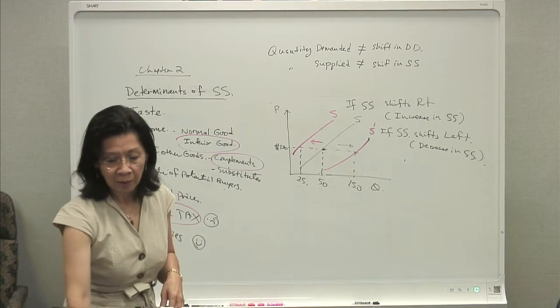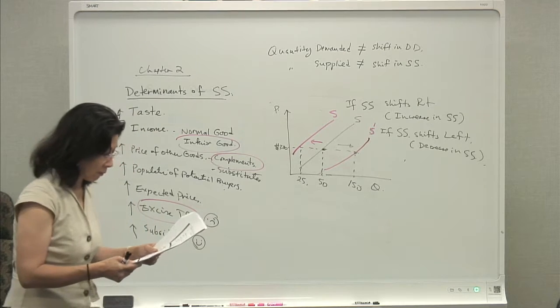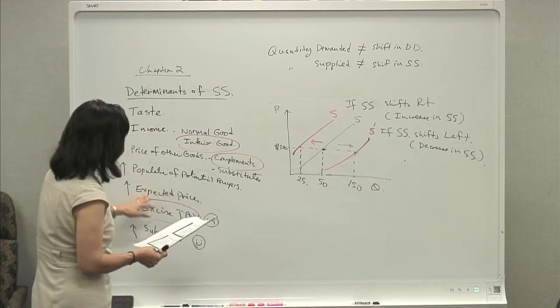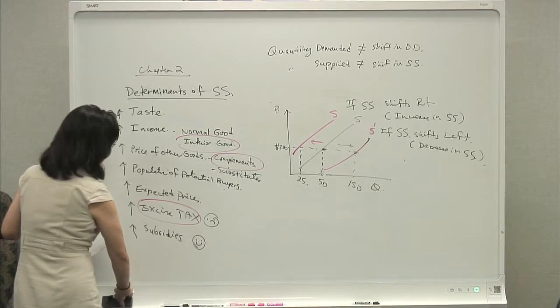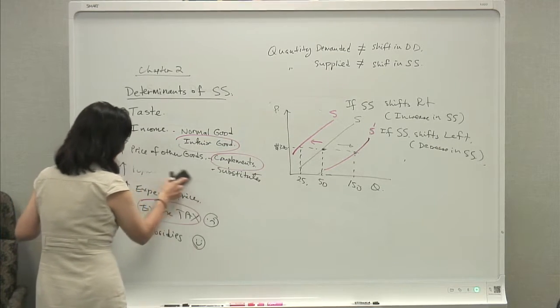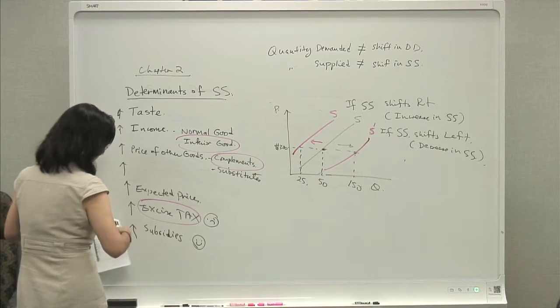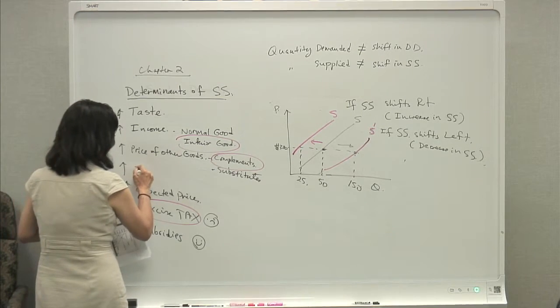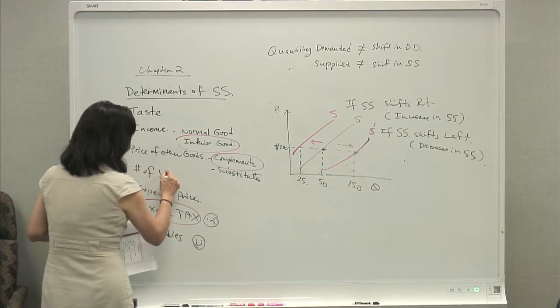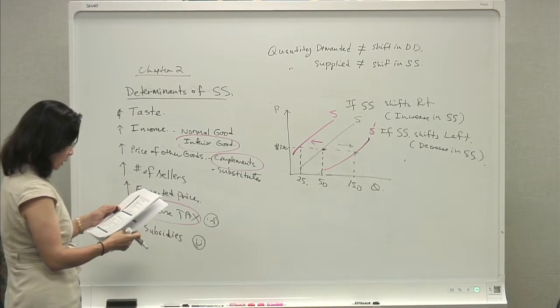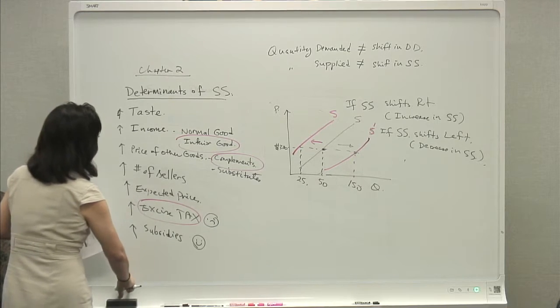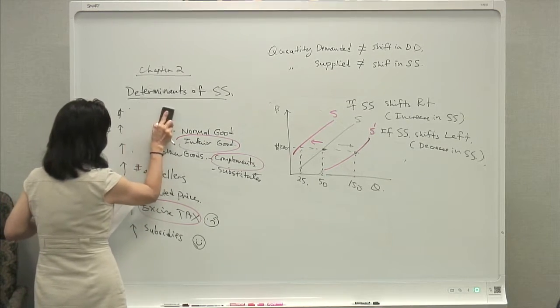In fact, except for some of these, which are the same, like, for example, the number of sellers. So I'm going to erase that, because the last three are actually the same. Number of sellers. Okay, I'm just going to write them all down and then I'm going to explain it. I got three more.